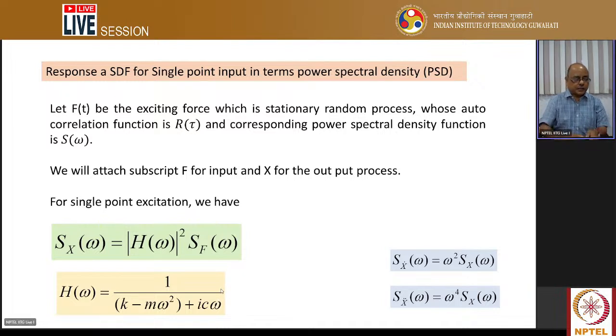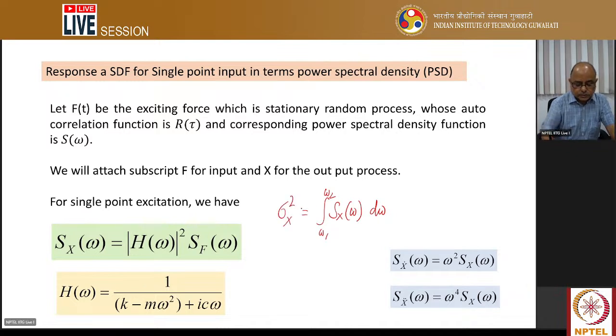And one important thing is that when the spectral density function is integrated over the frequency range of interest, say omega 1 to omega 2, we get the mean square value of X. So sigma x square, that is the variance or mean square value, if the mean is 0, we can obtain like that.